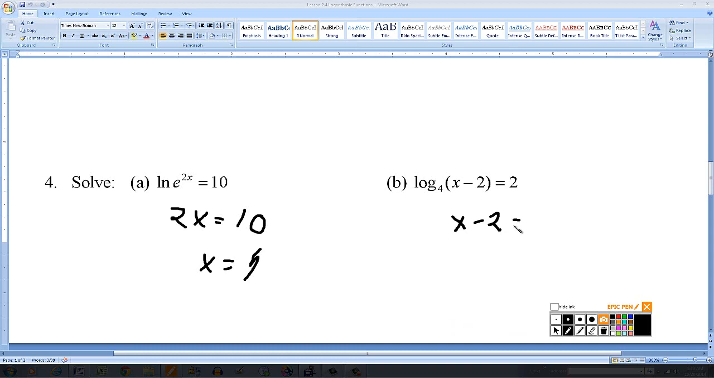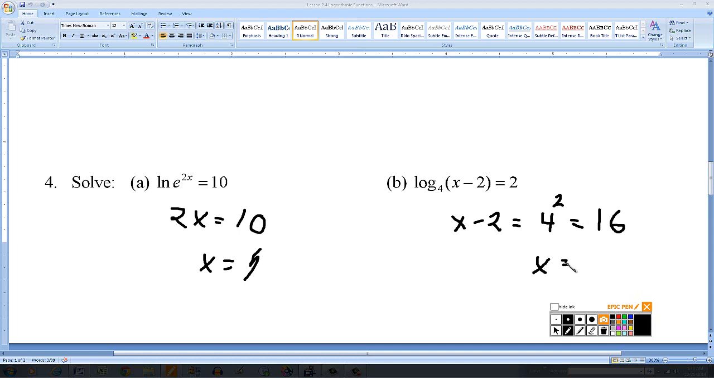By definition, this value here, whether it's x or x minus 2 or x squared plus 5 or whatever, this expression has to equal this base, 4, taken to whatever you have over here. That's your logarithm. So 4 to the second, but this is just 16. So we add 2 to both sides and we get x is equal to 18.